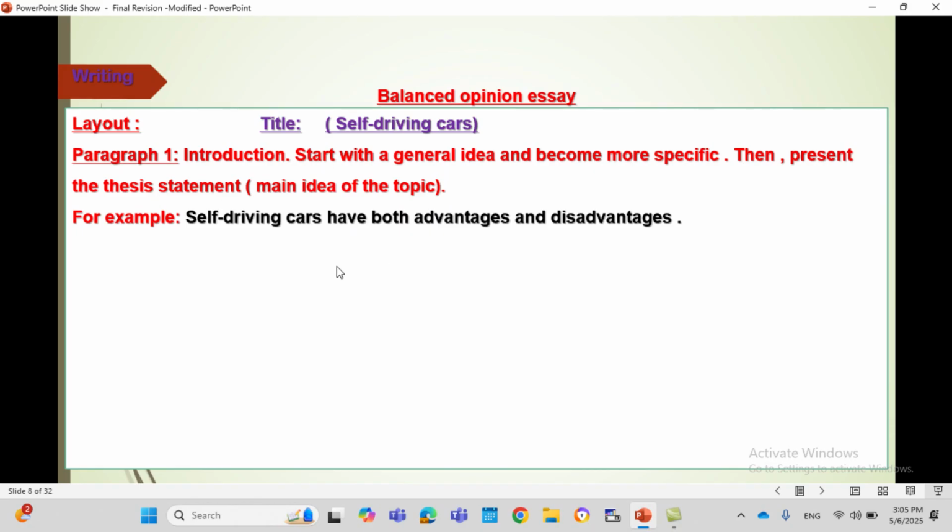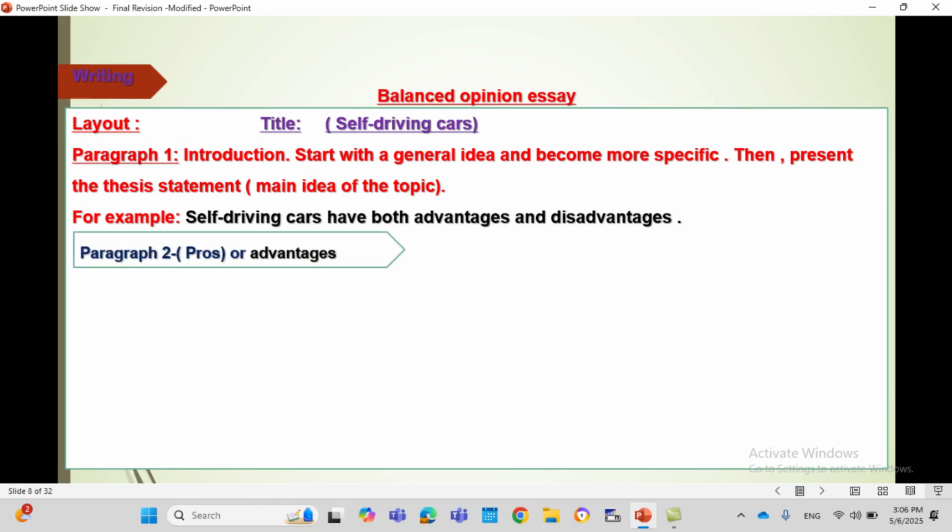For example, let me give you an example of a thesis statement. Self-driving cars have both advantages and disadvantages. So this is the main idea of our topic. Self-driving cars, as you can see, have two sides. One of them is advantageous, and the other one is faulty, or has demerits, which means the disadvantages of using cars. So here, as you can see, this is a balanced opinion essay. Here the writer presents a thesis statement that he is not biased to any of the two parties.